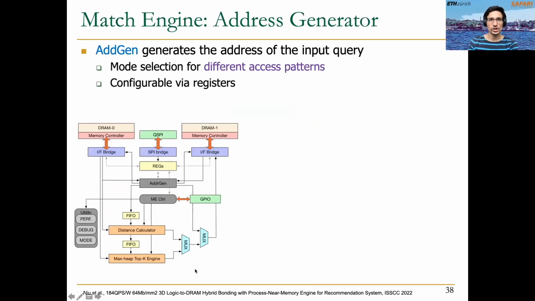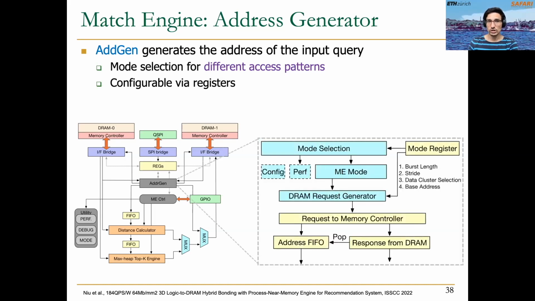First of all, the address generator, as you can see, generates the address for the input query, and it also has a mode selection for different access patterns, and this mode selection is configurable via registers, as you see here. We can select the burst length or the stride, for example.